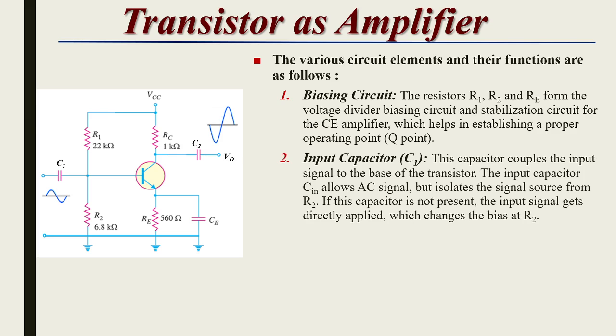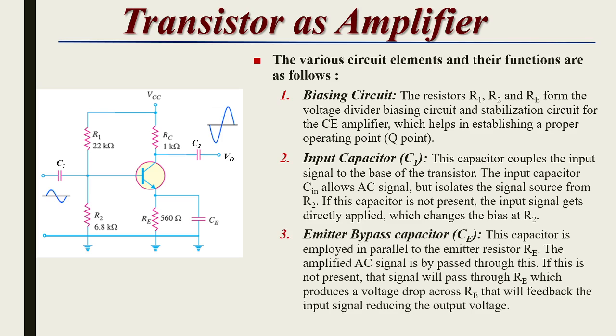Now the input capacitor, that is C1. This capacitor couples the input signal to the base of the transistor, and the input capacitor Cin or C1 allows the AC signal, but it isolates the signal source from R2. That means it allows the AC signal to pass through it, but it blocks the DC components. If this capacitor is not present, the input signal gets directly applied, which changes the bias at R2, and that's why the input capacitor is very important while applying the input signal.